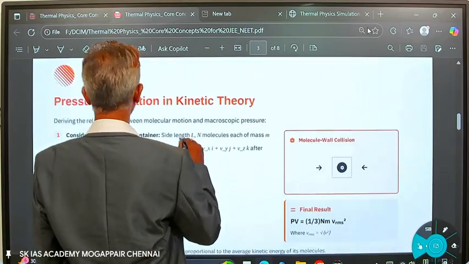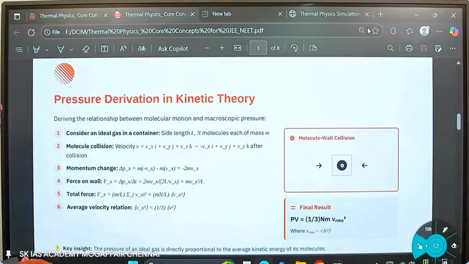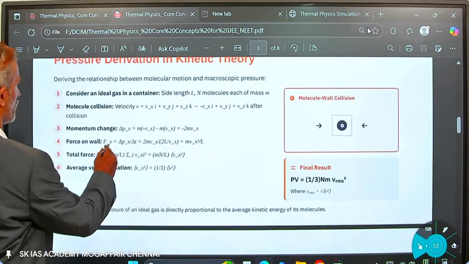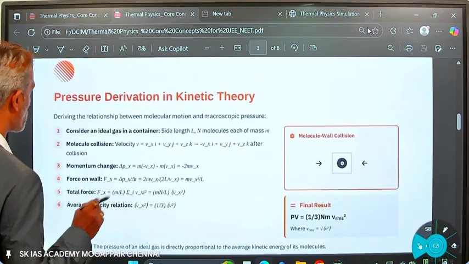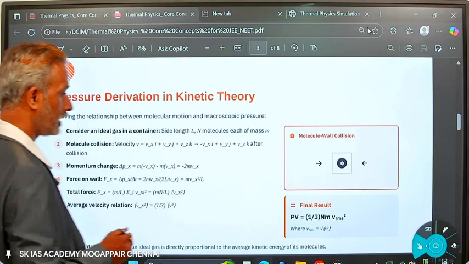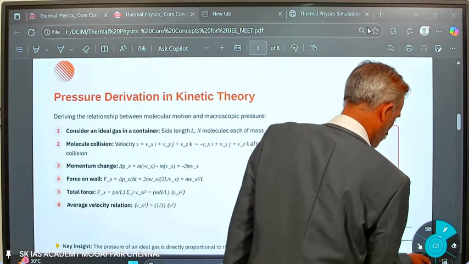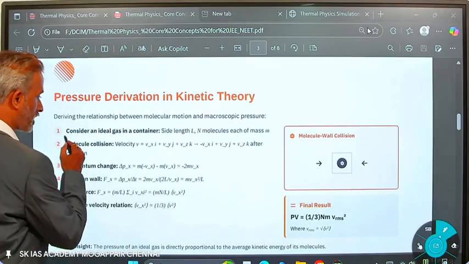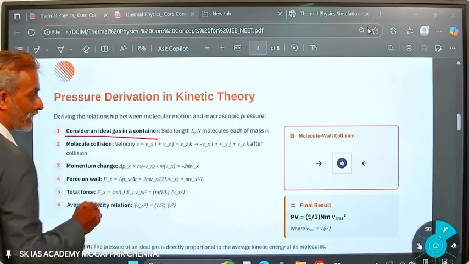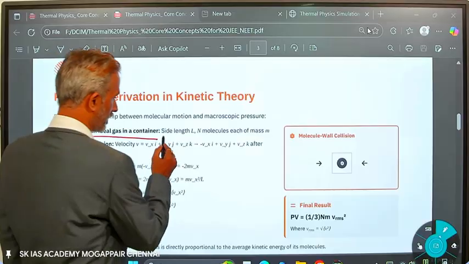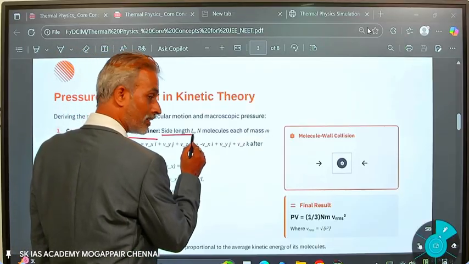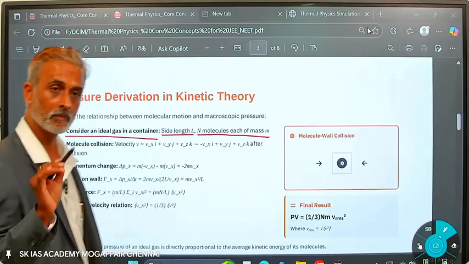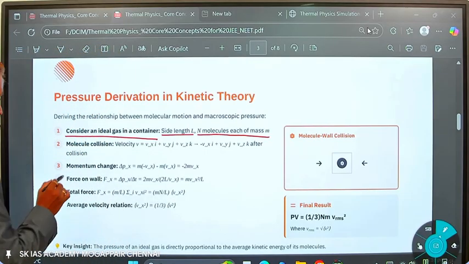Now come to the pressure derivation of the kinetic theory of the gas. Okay. See, we are going to do the pressure derivation. What is the pressure? Suppose we consider an ideal gas in a container. The container has a length L, N is the number of molecules, each of mass m. Correct? So molecule collision.